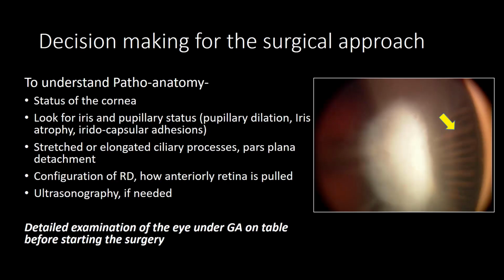Now, a lot of decisions you take when you operate these eyes, you need to understand the pathoanatomy. You need to look for the corneal status, look at the iris, pupillary map, how the pupil is, whether it dilates or not, whether the iris is atrophic, iridocapsular adhesion. You have elongated ciliary processes, what you see here. When you plan surgery, you need to look at it. You go through that before you start the surgery. Configuration of detachment, and of course, if necessary, how the funnel is, pathoanatomy again on ultrasonography if there is no view.